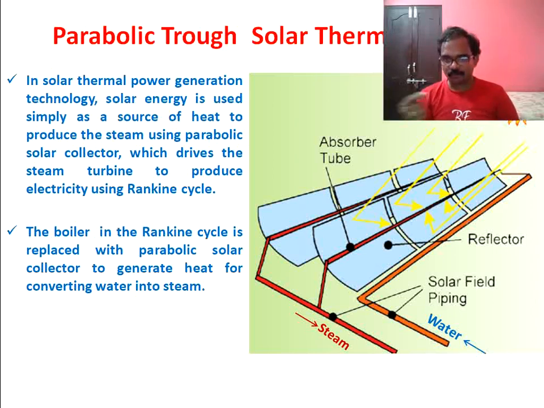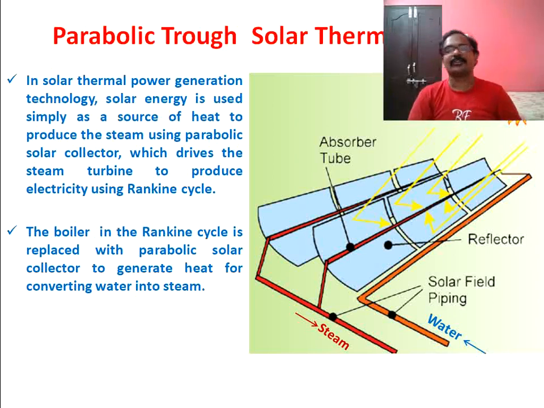And through this tube, we will pass the water. Whenever sunlight falls on that reflector, it will reflect the sunlight onto the absorber tube. So the water inside the absorber tube will get heated up and become steam, and that steam will be coming out. So the input to the parabolic trough is cold water, whereas the output is hot steam. What is the source that is converting this cold water into hot steam? It is nothing but the solar energy.